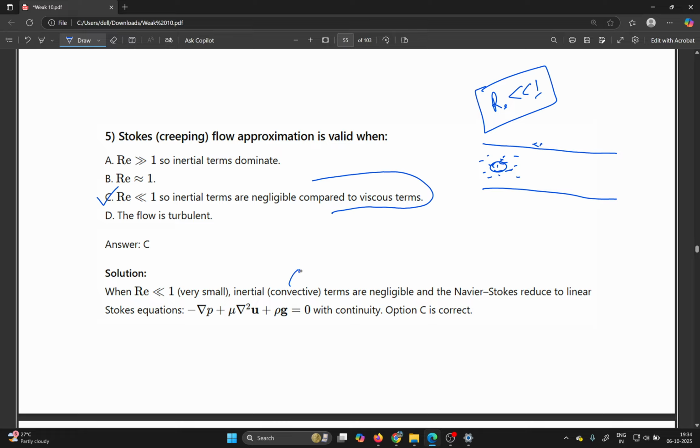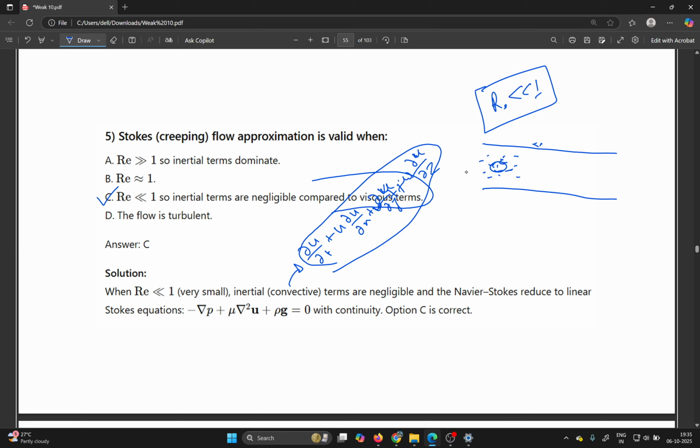And with the velocity of the particle, what do you have? Your acceleration term, du by dt, as you already know, plus u du by dx plus v du by dy plus w du by dz. These are the acceleration terms related to the inertial force.